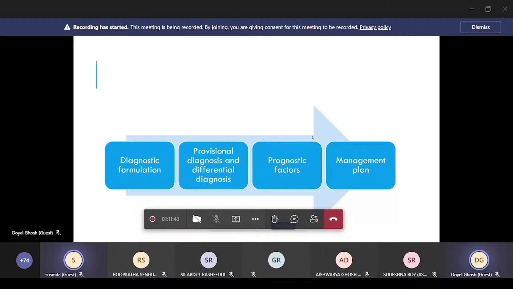And you also find out from the history what the prognostic factors are. What does prognosis mean? Prognosis means the prediction of the recovery. What are the chances of recovery? What are the good factors in the patient that will help him to come out of it? And finally, you give a management plan, an assessment plan and a therapy plan both.